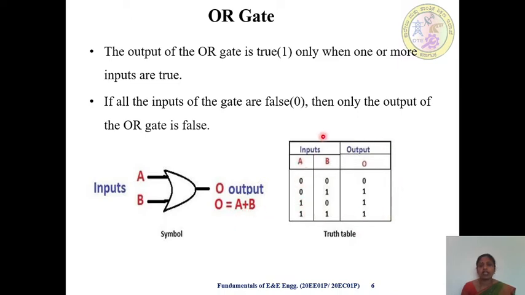This is called the truth table of the OR gate. For the OR gate, when both the inputs are 0, the output is 0. Otherwise it will be 1.